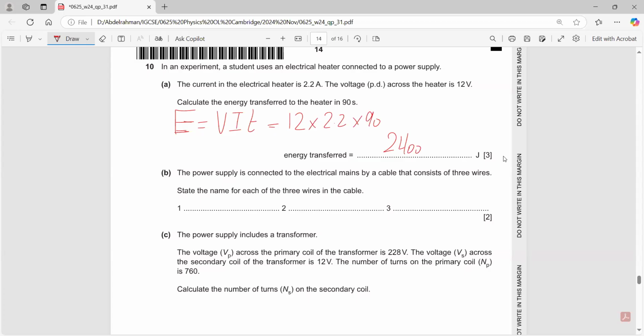The power supply is connected to the electrical mains cable that consists of three wires. We need to memorize these three wires. What are these three wires? Live wire, earth wire, and neutral wire. You have the live wire, you have the neutral wire, and you have the ground or earth wire.